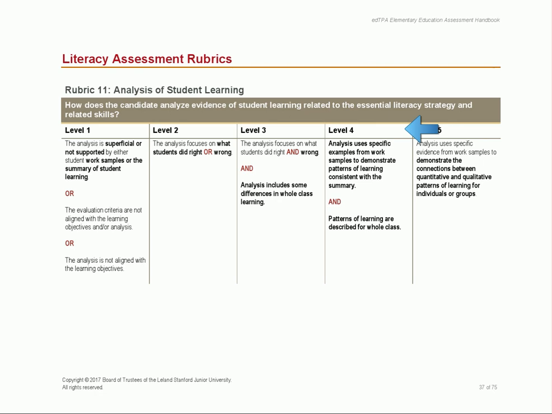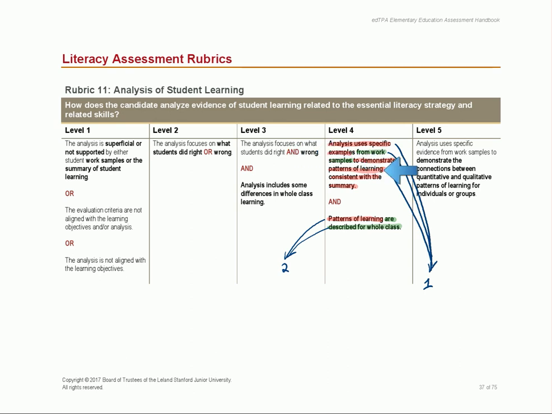Let's see what 4 does that's different than 3. The analysis uses specific examples from work samples to demonstrate patterns of learning consistent with a summary. Now you can see some differences here. Uses specific examples. So that's why you need to be pulling out examples from your video with timestamps and using quotes and text from your student work samples. So you want to have specific examples, all right? And you want those to be about patterns of learning, not about just what's right and wrong.